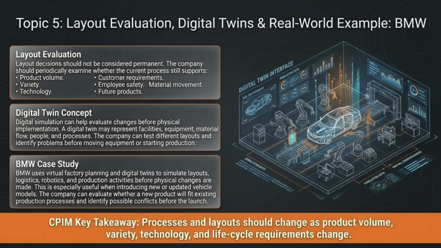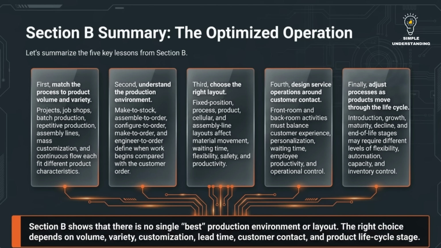CPIM key takeaway: processes and layouts should change as product volume, variety, technology, and life cycle requirements change. Let's summarize the 5 key lessons from Section B. First, match the process to product volume and variety. Projects, job shops, batch production, repetitive production, assembly lines, mass customization, and continuous flow each fit different product characteristics.